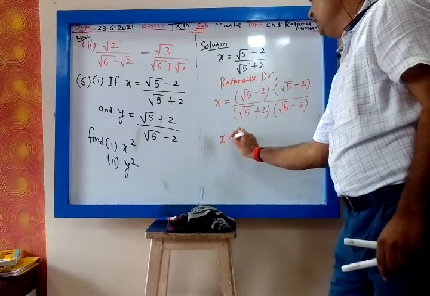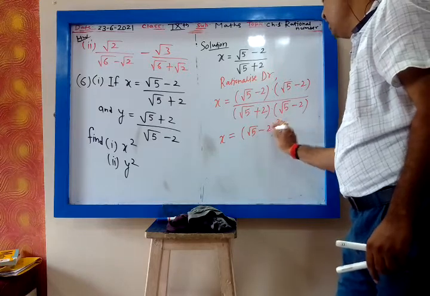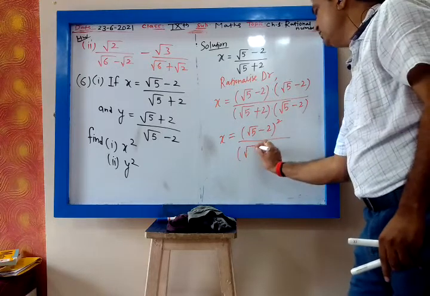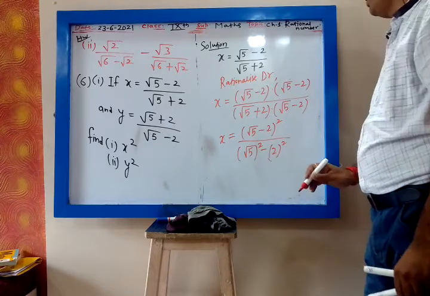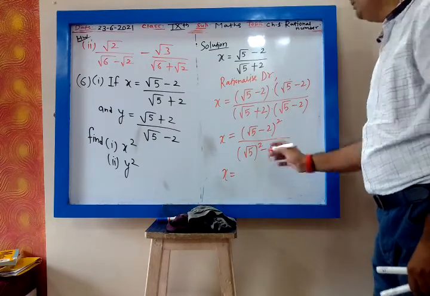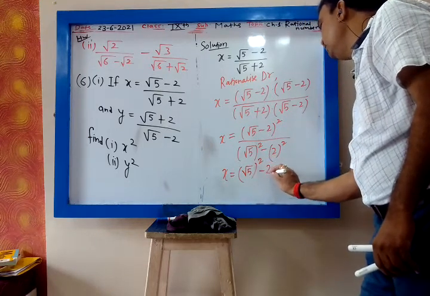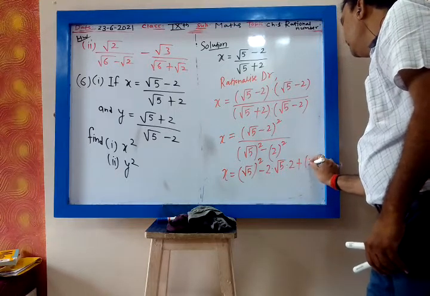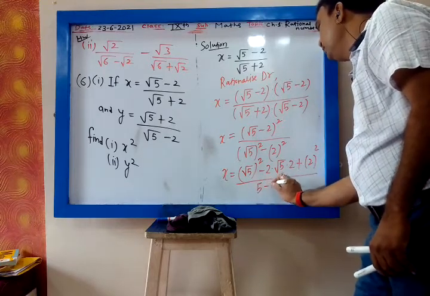So x will be, a into a will be a square, that is root 5 minus 2 whole square, upon the denominator: a plus b into a minus b is a square minus b square. So that is root 5 square minus 2 square. Now simplify, what will be x? a minus b whole square: a square, root 5 square, plus 2 square, minus 2 into root 5 into 2, upon root 5 square is 5, 2 square is 4, 5 minus 4.